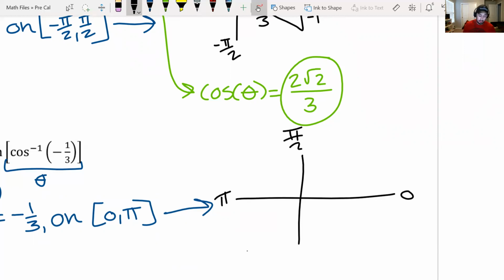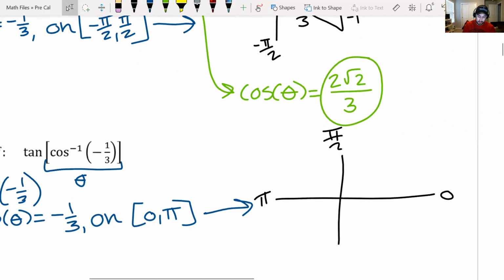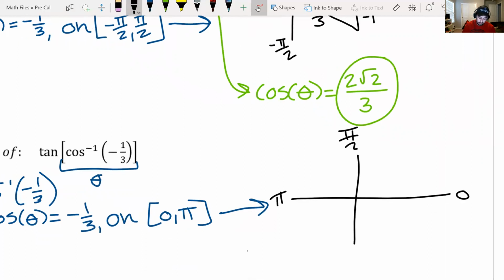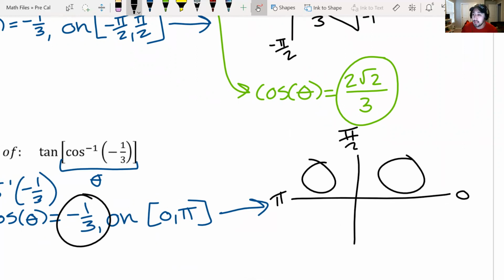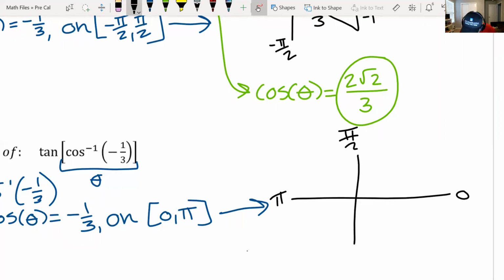Okay, now look back at our value here. Cosine theta is -1/3. So what quadrant are we in? Are we in the first or the second quadrant? Where is cosine negative? And if you picked the second quadrant, you are correct. So that's where we're going to put a right triangle.